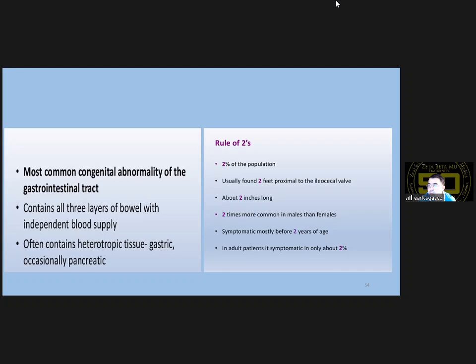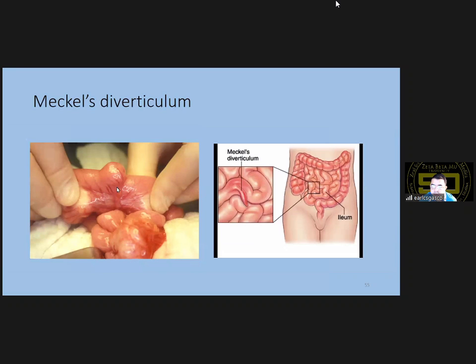For the Meckel's diverticulum, this is an example, grossly, surgically. We have this pouch here at the ileum. This is a pediatric patient, so the structures are still small. So this is actually mostly seen in the ileum, this small pouching.